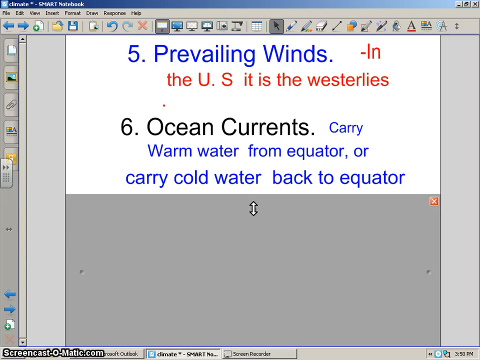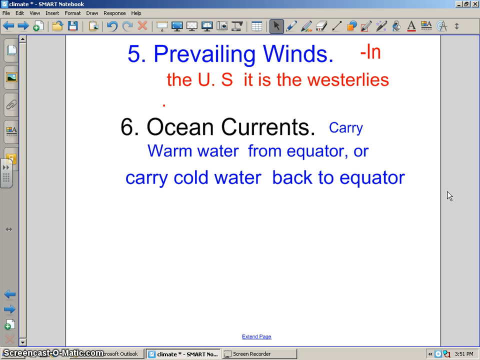And that Gulf Stream goes across the ocean and hits England. The same warm water that we have flows across the ocean, hits England, and keeps England warm. England should be cold. It's really farther up, up in Nova Scotia on the line of latitude, which here in the United States, Nova Scotia, part of Canada, they're frozen. They have ice around their shores. England never has ice. So England is lucky because of this. So ocean currents carry warm water from the equator, or they carry cold water back to the equator.